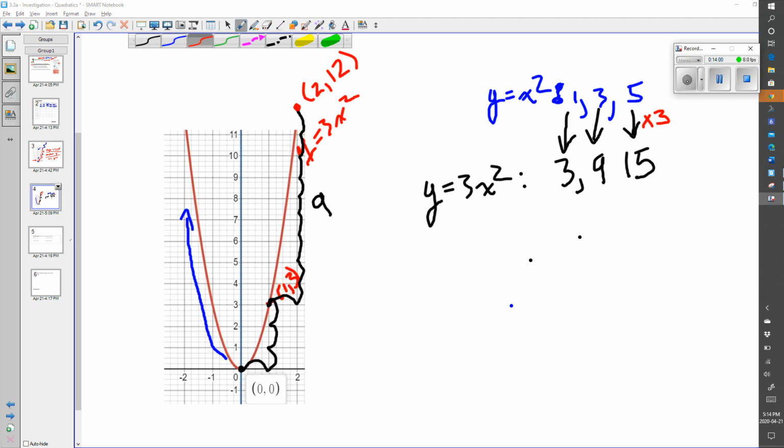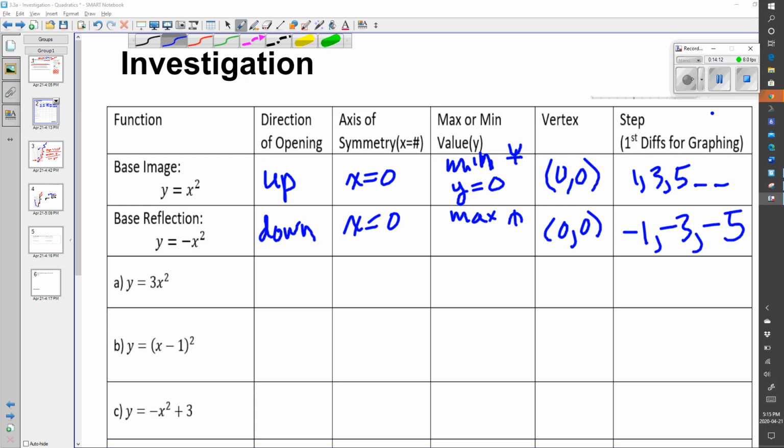So let's go back to our graph. We have almost everything the same except for our parabola. Our new steps on our new graph are 3, 9, and 15. So this is what we should have for our graph. y equals 3x squared. It opens up. Its axis of symmetry is still x equals 0 because there's nothing that changes it. And then also, is this a maximum or a minimum?